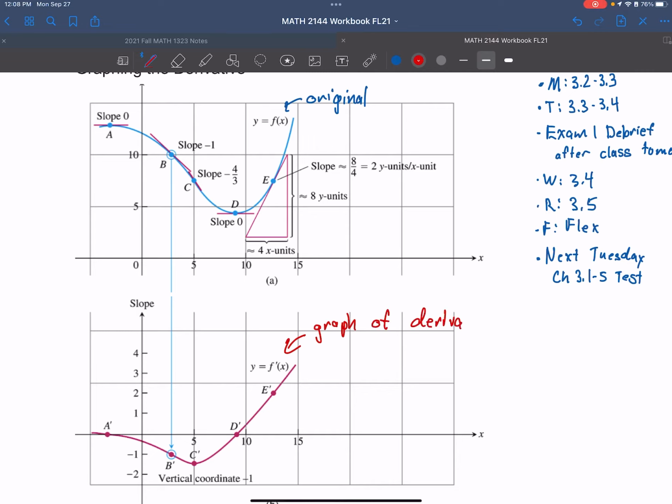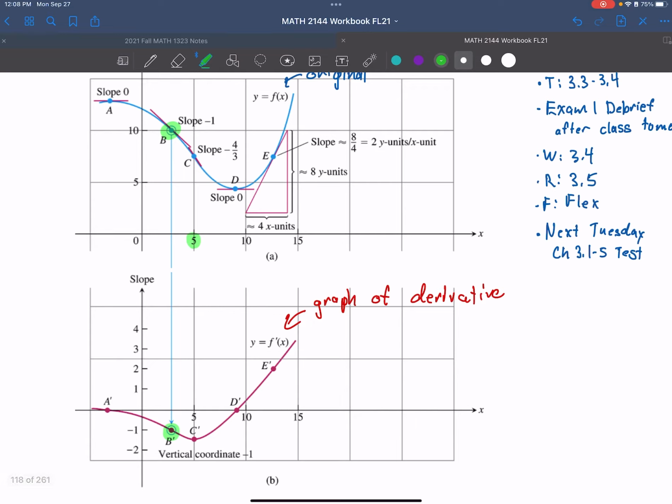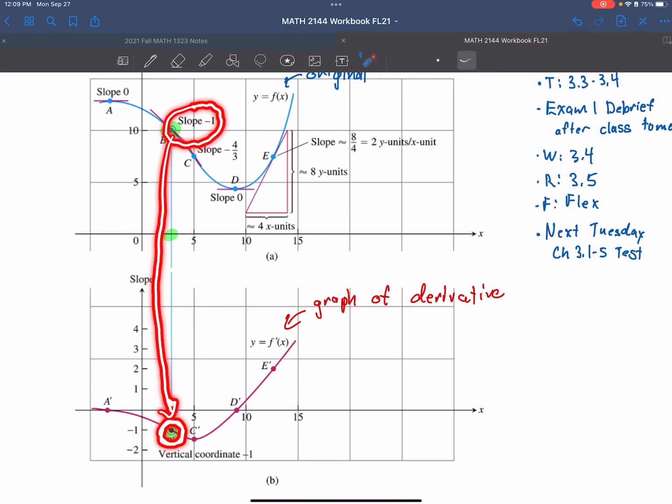So if we looked at that point that I just called out, right here at B, notice that in the graph of the derivative we have the same x value. You can see the x value here is 5. This graph is lined up. Actually not 5, I guess it's closer to 3 right here. So when we look at the graph of the derivative, notice it's in the fourth quadrant. That is to say, because the slope was negative here, the corresponding point on the graph of the derivative is going to be in the fourth quadrant.